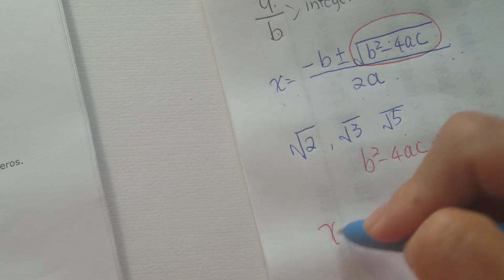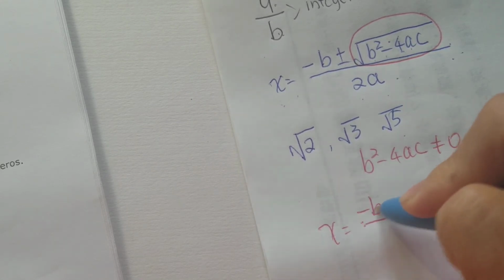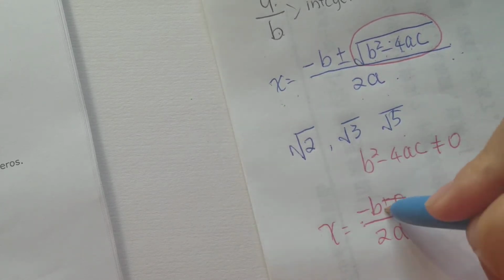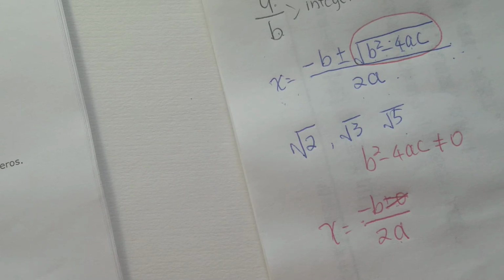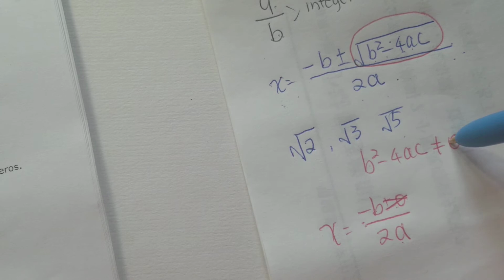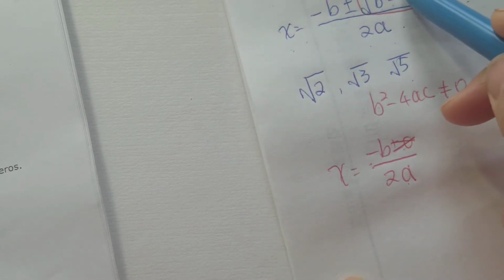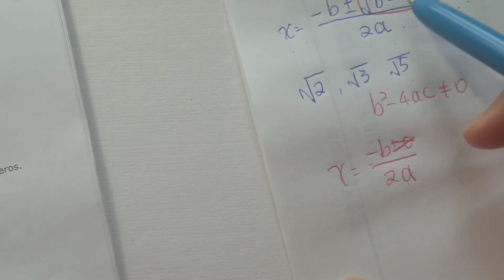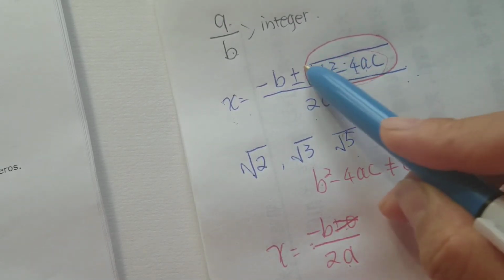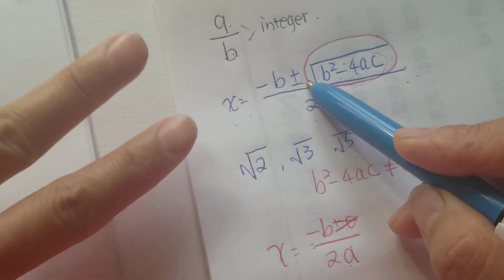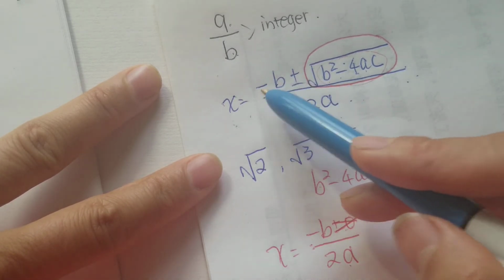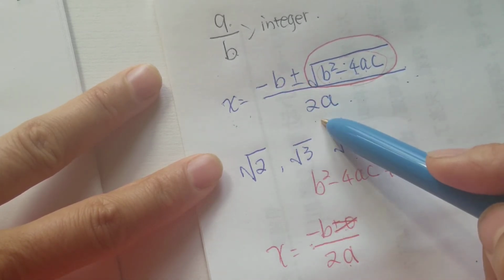Then your x will be equal to negative b plus minus 0 over 2a. Plus minus 0, you can omit it, which gives just one single solution. So if they are not 0 here, now let's see. If your b squared minus 4ac is a perfect square, you're going to have two integer square roots, and then you're going to have two integer solutions.